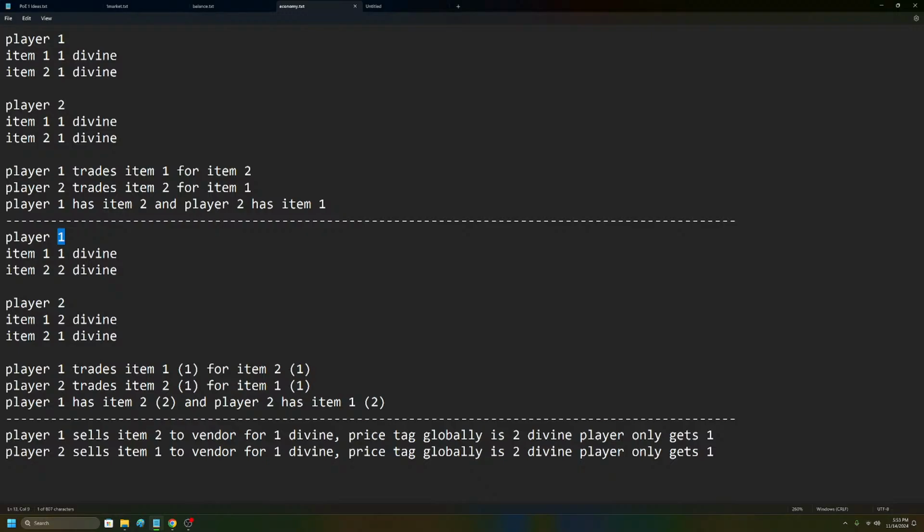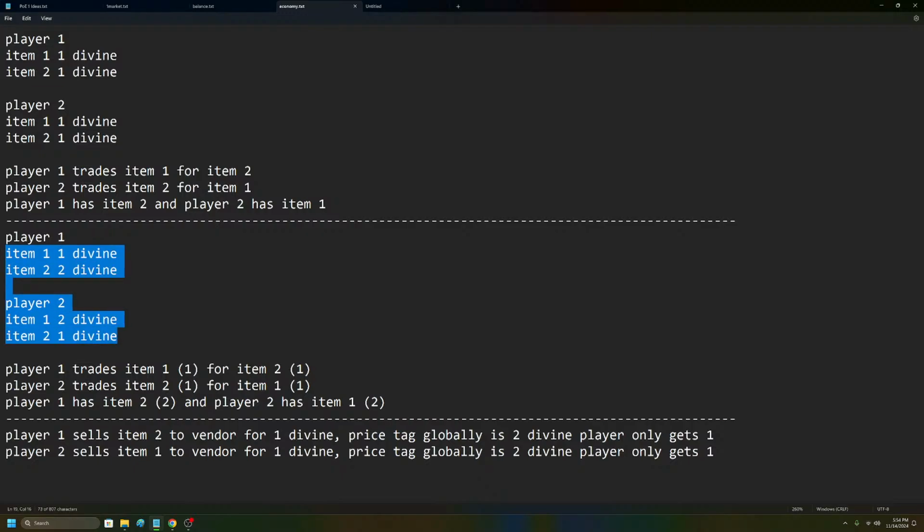So when player 1 looks at the global market and he sees item 2 for 1 divine, where in his market it's 2 divine, but in the other player's market, their item 1 is 2 divine. And in your market, item 1 is 1 divine. It's a fair trade as well.